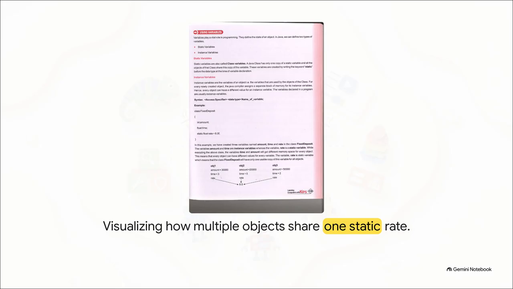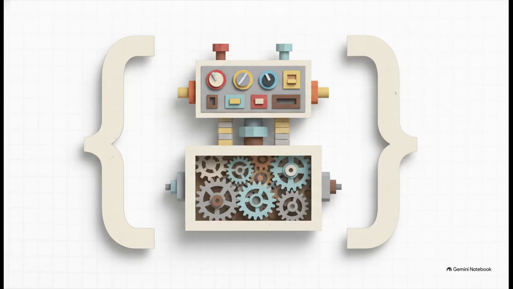To put that into perspective, imagine a fixed deposit banking program with 3 distinct objects representing 3 different accounts. Each account needs its own unique balance, right? So they each maintain unique instance amounts, say 30,000, 20,000, and 50,000. But they all share the exact same interest rate of 8.5. Java only creates one usable copy of that 8.5 static rate in memory, and all 3 objects just share it. It's super efficient.